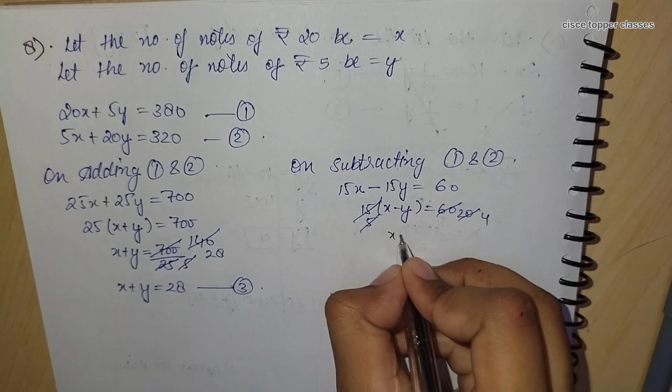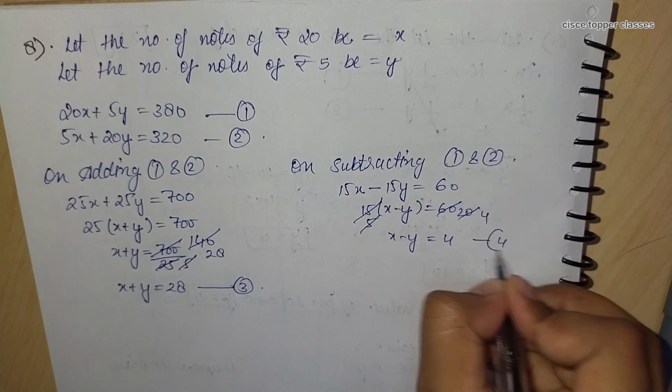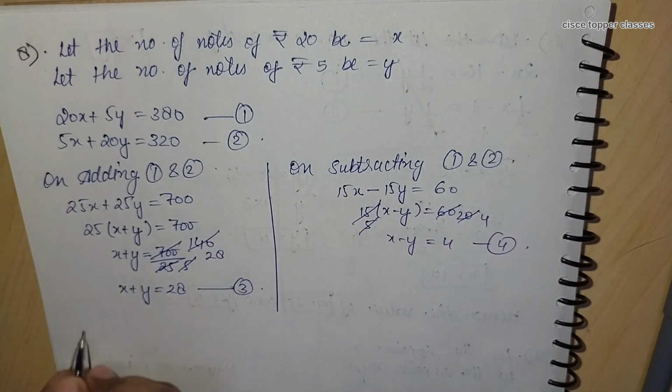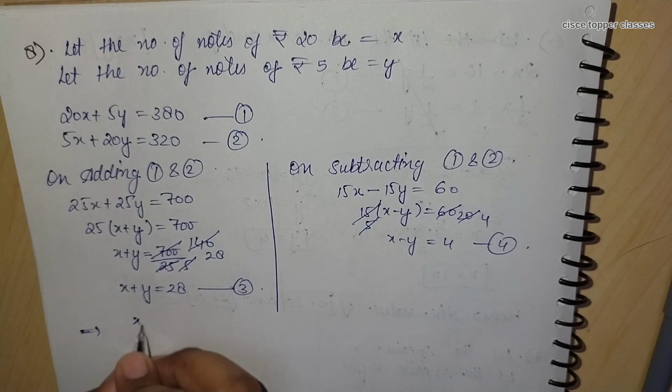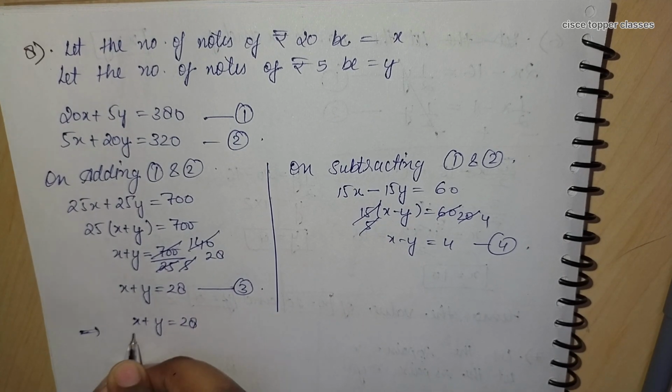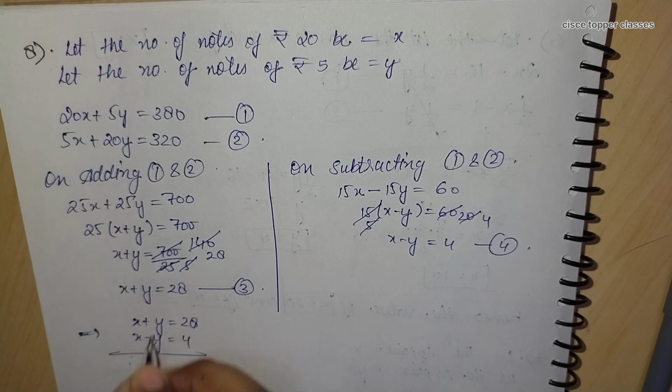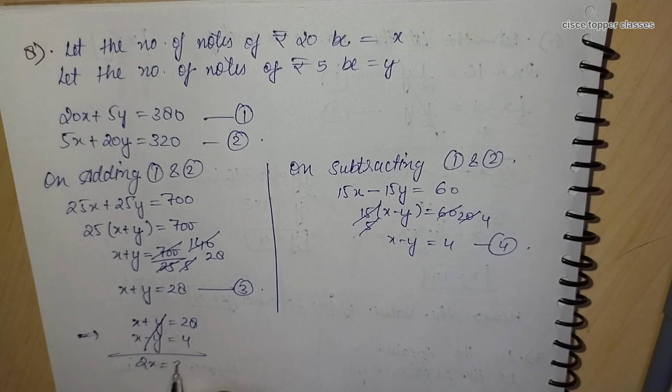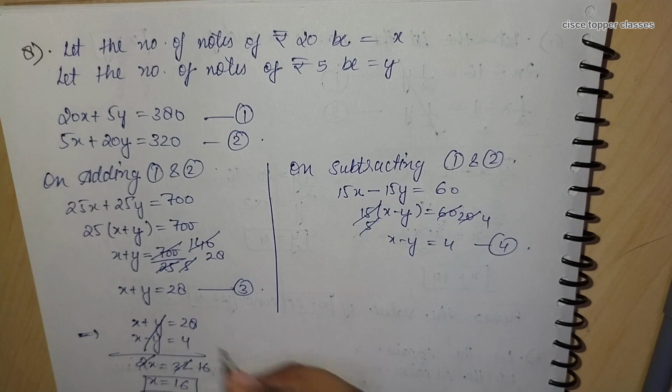So here, x minus y is 4. This is the fourth equation. Now we can just solve these third and fourth equations: x plus y is equal to 28 and x minus y is equal to 4. This will be cancelled out. Here we will get 32 and here 16. So x is equal to 16 from here.